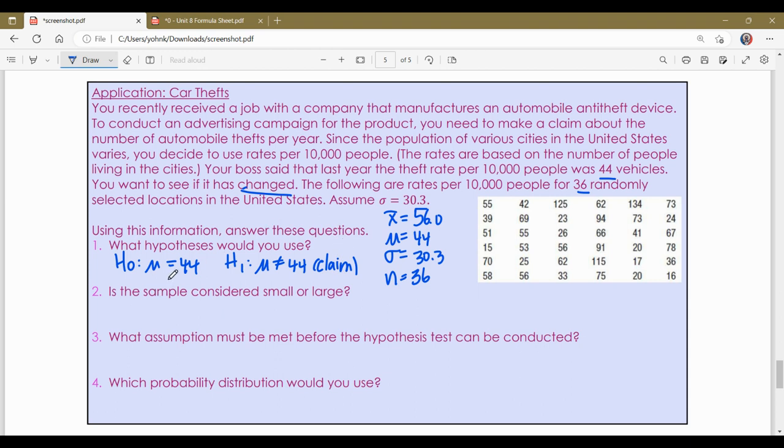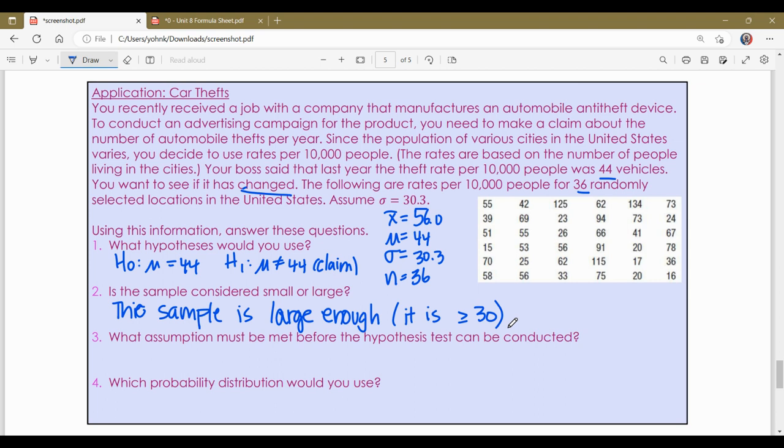Number 2, is the sample considered small or large? Well, out of all the cities in the United States, only picking 36 is going to be super, super small. However, since it's greater than or equal to 30, it's adequate enough. So we're going to say the sample is large enough. And we'll put in parentheses that it is greater than or equal to 30.